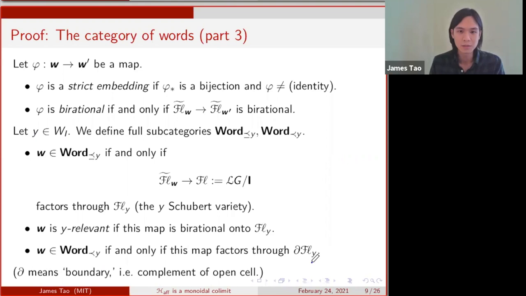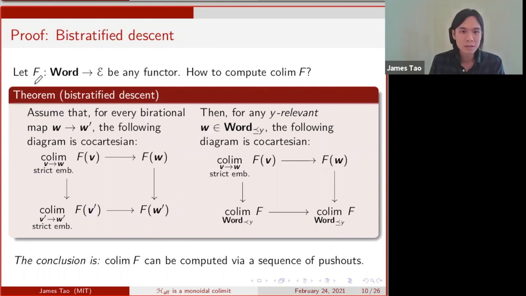And finally, here's the master theorem, which helps you compute a colimit of some functor that's defined on the category of words. I need to assume a kind of smoothness of this functor f. I need to assume that for every birational map, the following diagram is co-Cartesian. You should interpret this diagram as follows.